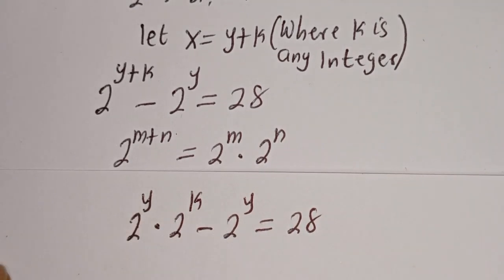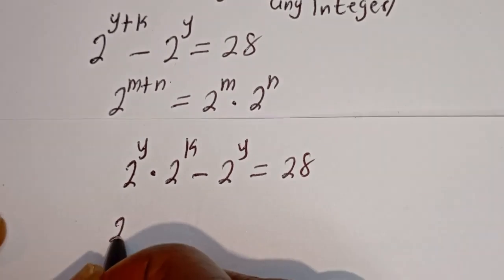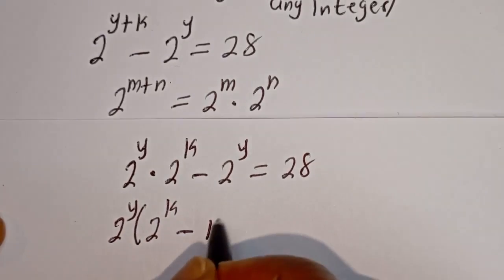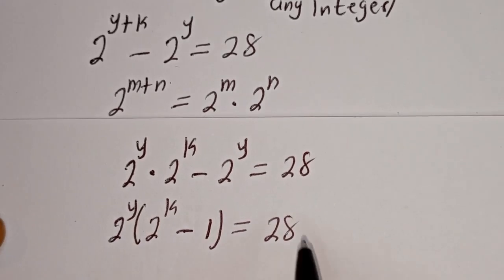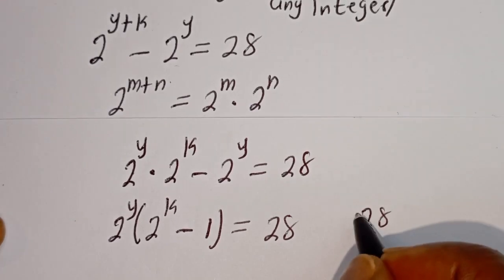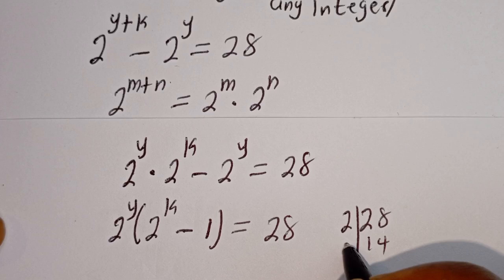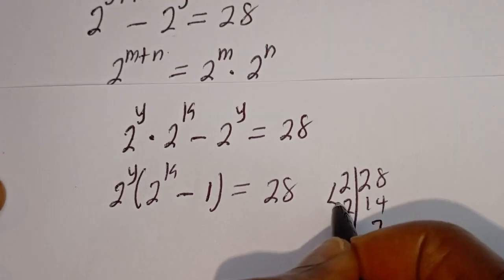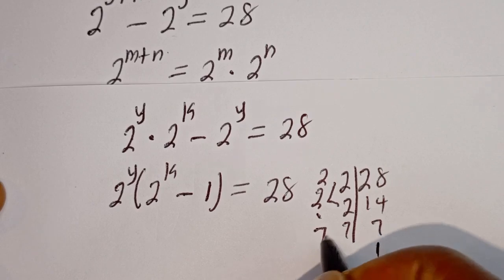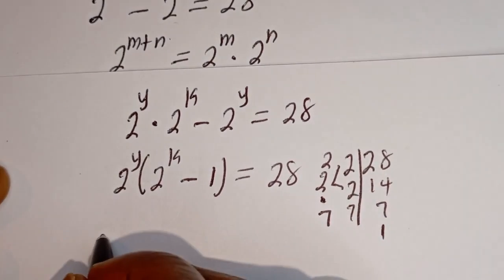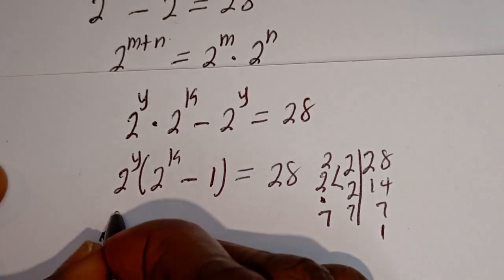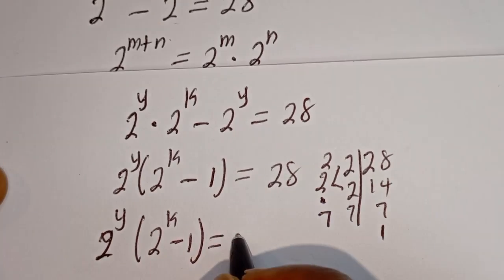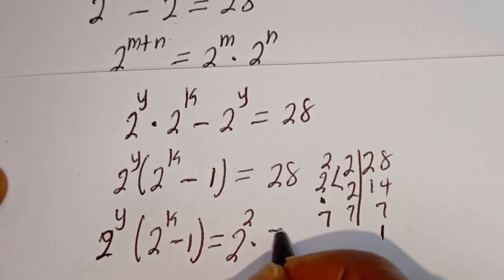Then here, 2 to the power of y is common. Let's bring it out. We have 2 to the power of y bracket. If you divide this by this, we have 2 to the power of k minus, if you divide this by this, we have 1 is equal to 28. Then 28, let's divide by 2. 2 here is 14. 2 in 14, 7, 7, 1. So we have 2 square multiplied by 7. Then we have 2 to the power of y bracket 2 to the power of k minus 1 is equal to 28, can be written as 2 square multiplied by 7.